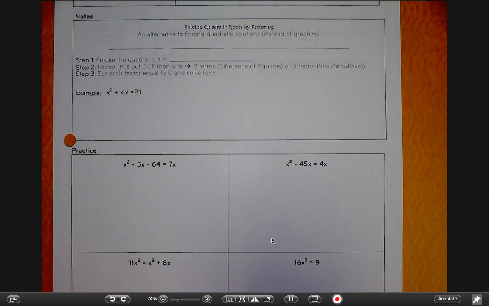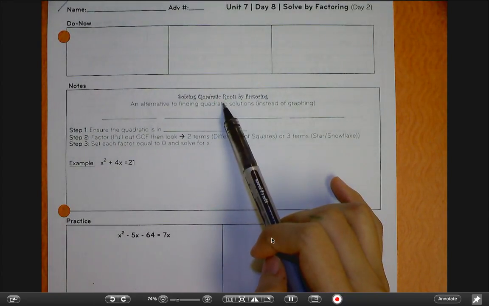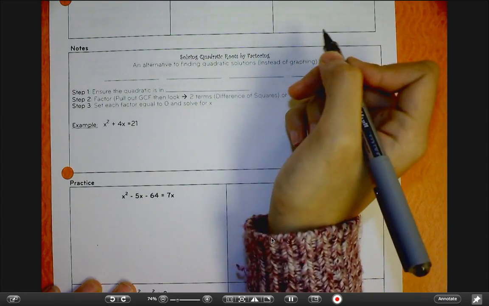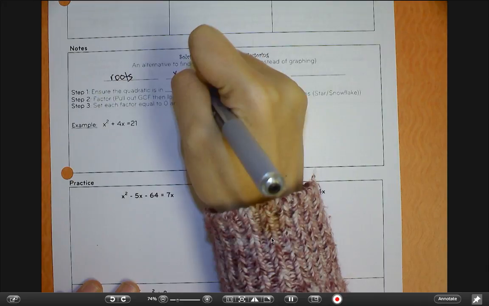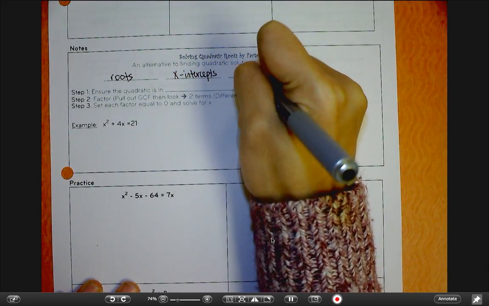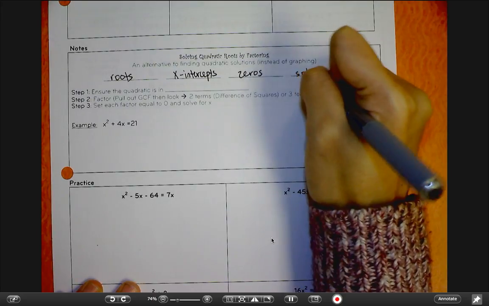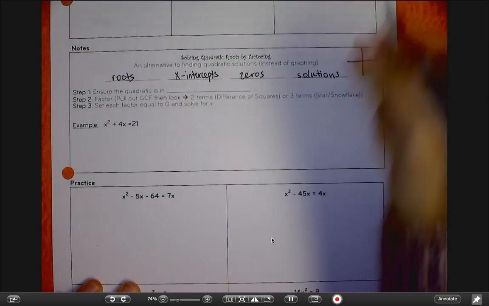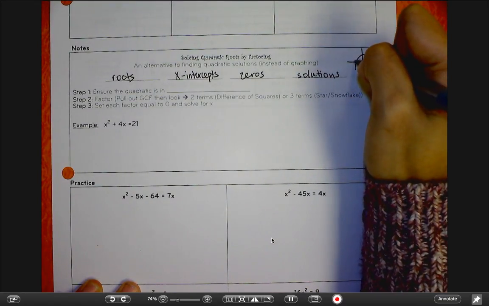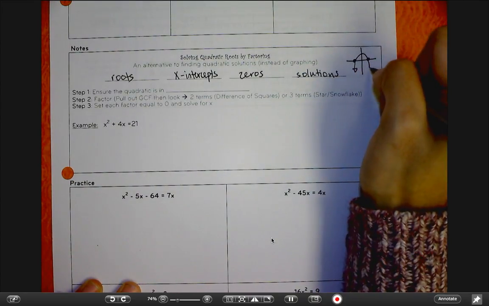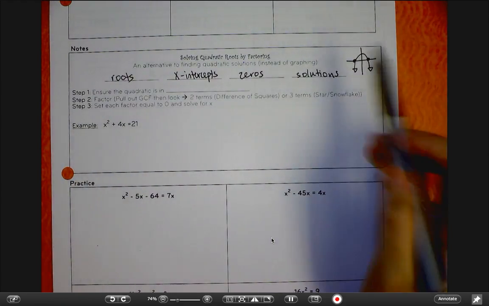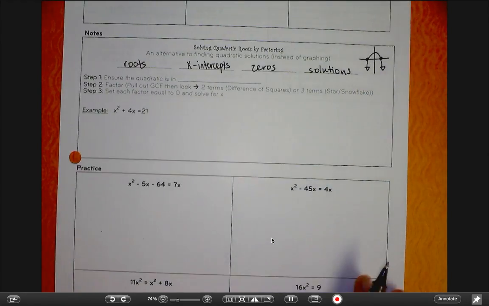So today we're going to continue solving quadratic roots by factoring instead of graphing. Remember the other names for quadratic roots besides roots include x-intercepts, zeros, and solutions. All four terms are talking about the same thing: when we have a graph, a parabola, where it hits the x-axis, these are our solutions, roots, zeros, x-intercepts. It's where it hits the x-axis.